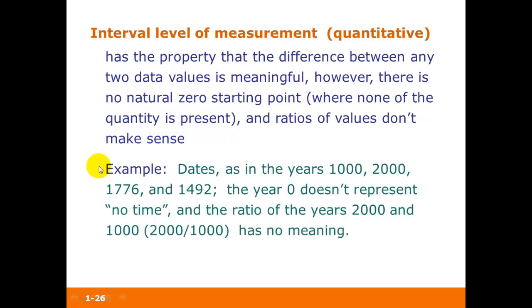An example of the interval level would be dates, such as the years 1000, 2000, 1776, and 1492. If we look at the year 0, that doesn't represent no time. And the ratio of the years 2000 and 1000, so if we divide 2000 by 1000 and get 2, that really has no meaning in this context.